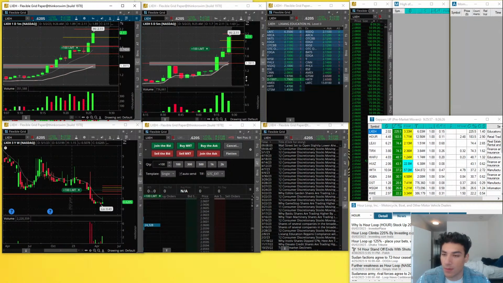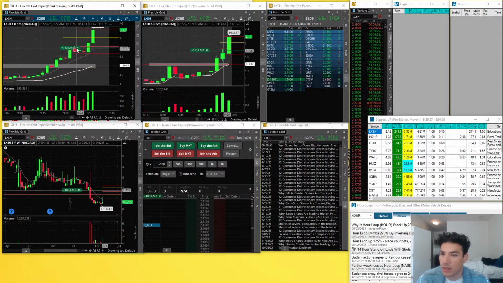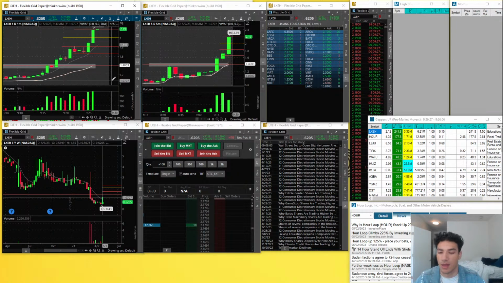A lot of green on the tape. I like what I'm seeing. Now I got a block of red. 2.17. And we are cutting it there. Boom. And just like that.